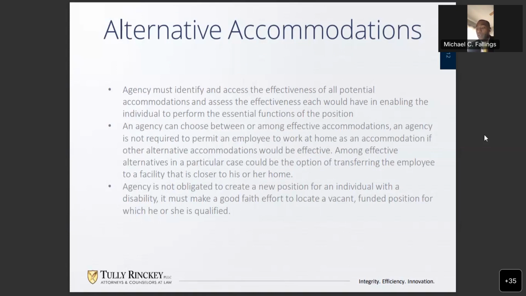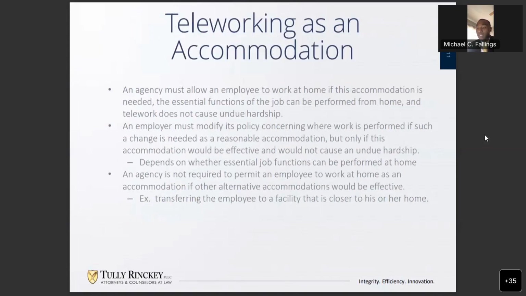For example, transferring the employee to another location or facility that's closer to his or her home. That could be an alternative accommodation that could be as effective. Now, there could be further discussion on that point because an employer may say, well, I don't think it's effective. And that's when the employee needs to go back to their medical provider to say why this alternative work schedule or this alternative location does not help my disability, and make that known to the employer. But outside of providing that information, the employer can provide that alternative accommodation. And we'll talk more about alternative accommodations in the next slide.